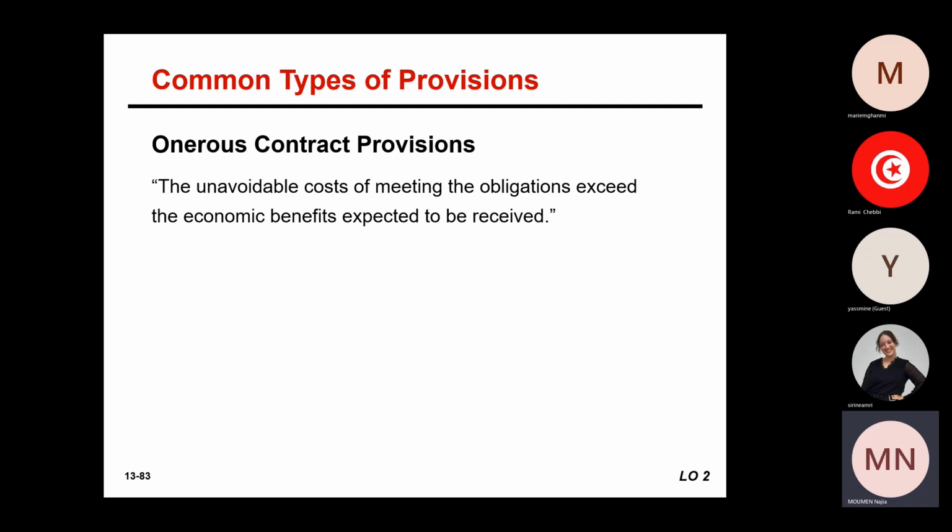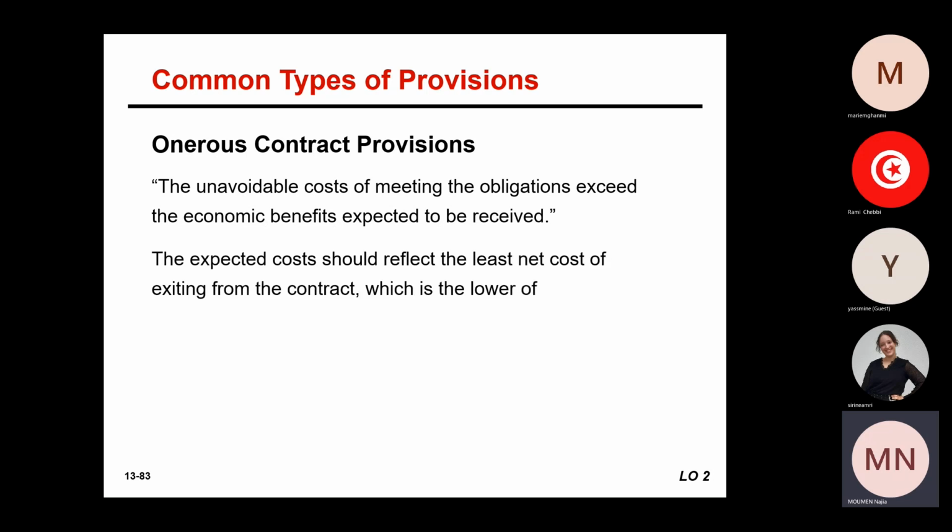You also have some situations when you have to record provisions, when it's about an onerous contract, okay? What is an onerous contract? When you have an unavoidable cost of meeting the obligation that exceeds the economic benefits expected to be received. So here you really have a binding contract where, if you are not meeting the obligation within the contract, the cost of not meeting it exceeds the economic benefits from that contract, okay?